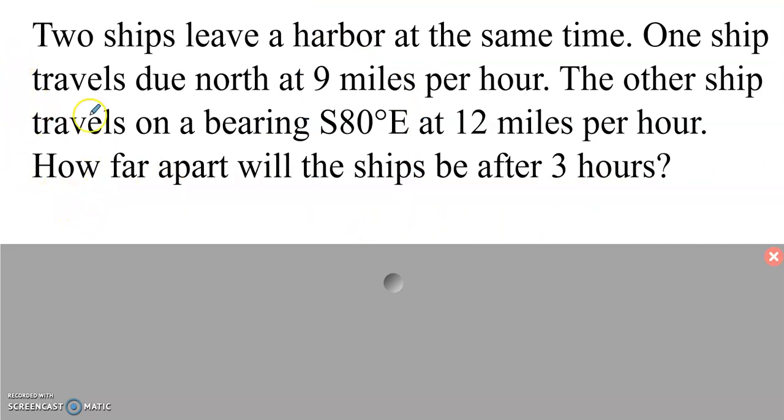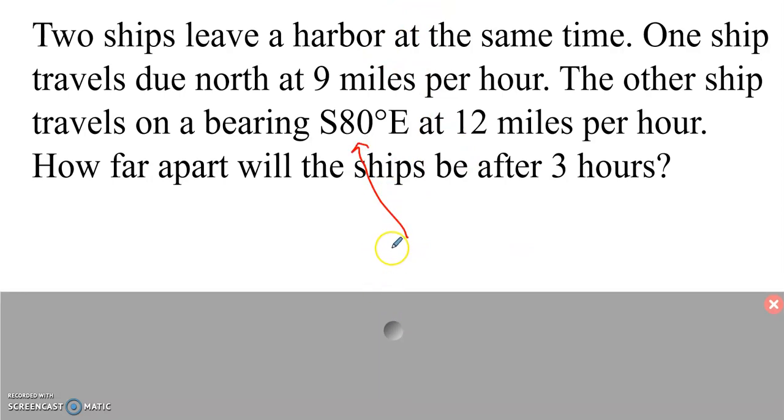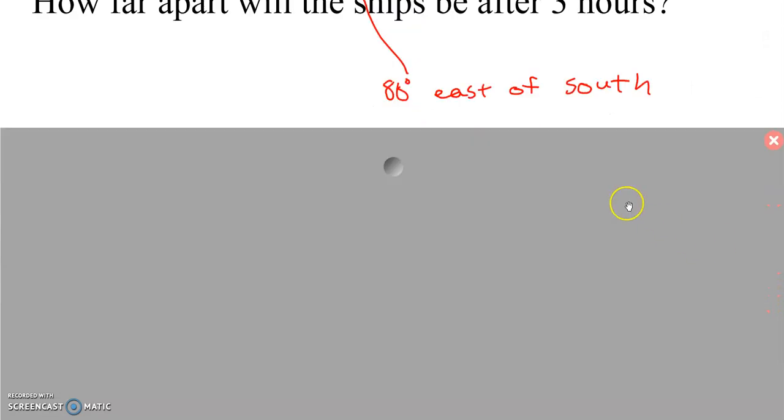Two ships leave a harbor at the same time. One ship travels due north at 9 miles per hour. The other ship travels on a bearing of south 80 degrees east at 12 miles per hour. Again, this means 80 degrees east of south, so from south you go 80 degrees towards east. I'm going to draw that diagram.